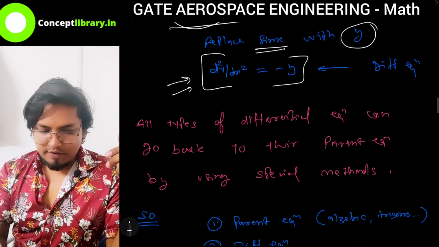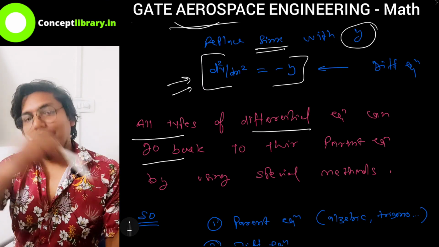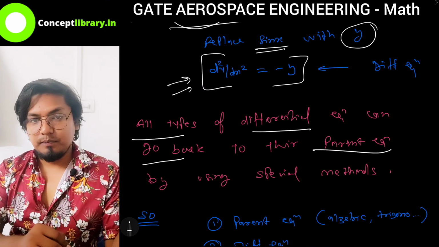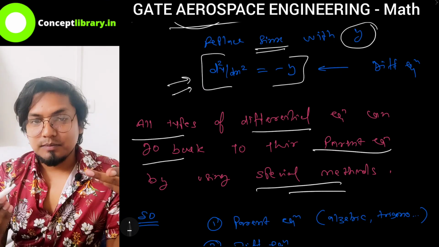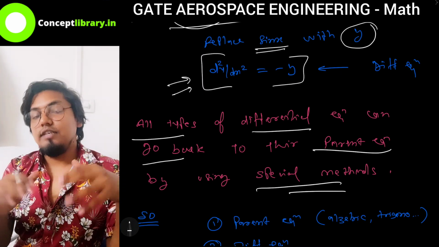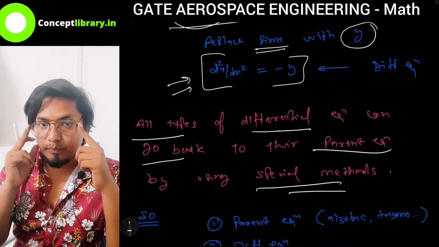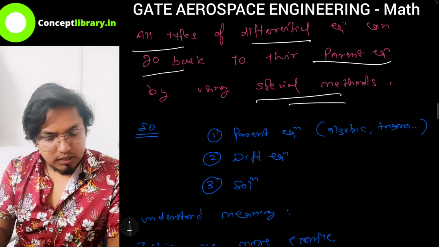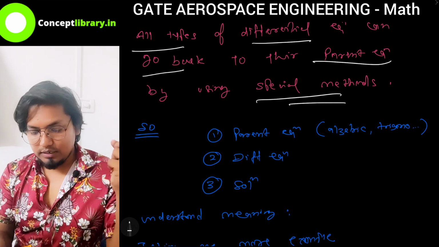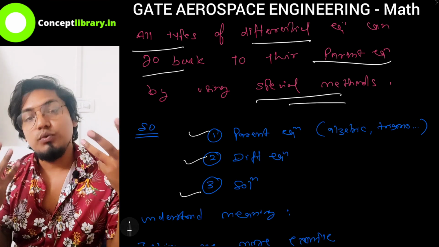Okay. So here I have written all types of differential equations can go back to their parent equation by using some special methods. So that is what we have to learn here. Means if there is any differential equation, how to go back to their parent equation. Okay. So mainly we have three things to understand: what is parent equation, what is differential equation, and what is the meaning of solution.